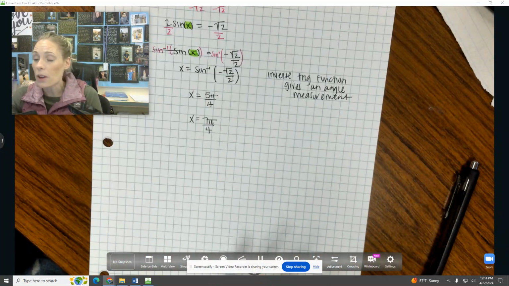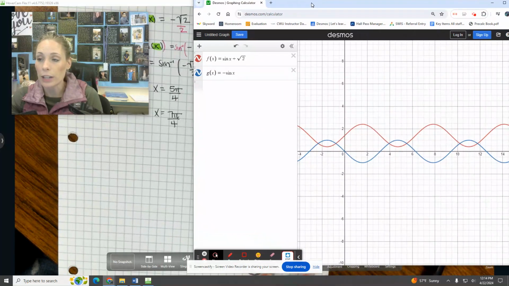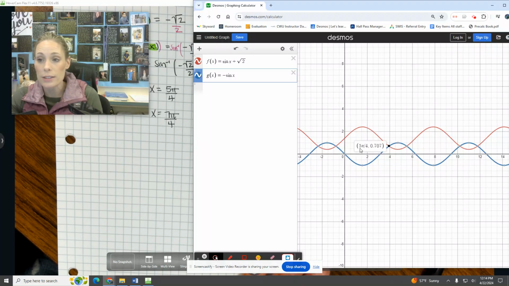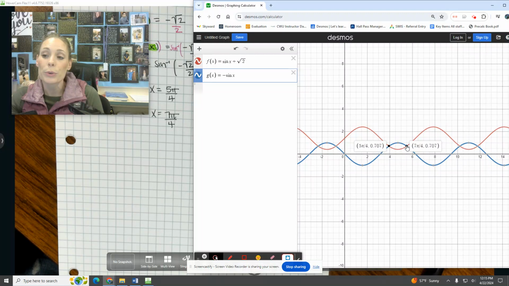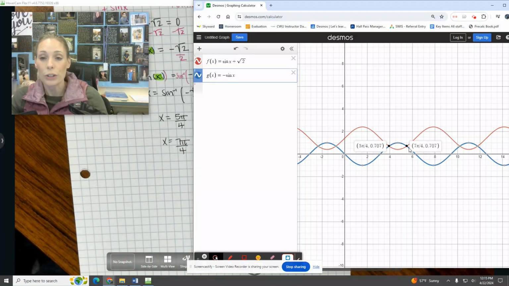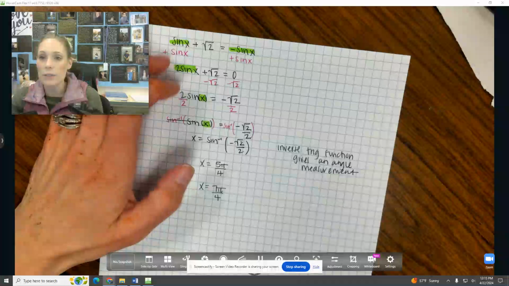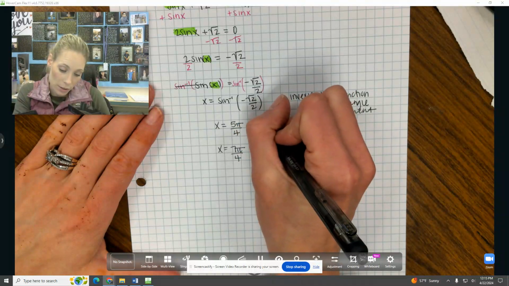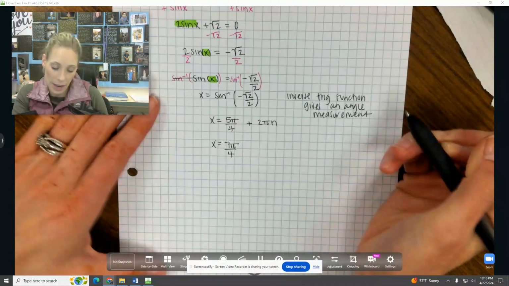Now, like we talked about before, so I'm going to pull this back over here, there are infinite places that this crosses, but we do see it cross at 5 pi over 4 and 7 pi over 4. To write down all of the other places that they meet, you are going to take your first two values that you find using the unit circle, and you're going to add your period to that. So the period for this function that we're working on is 2 pi. So you would say plus 2 pi times n.